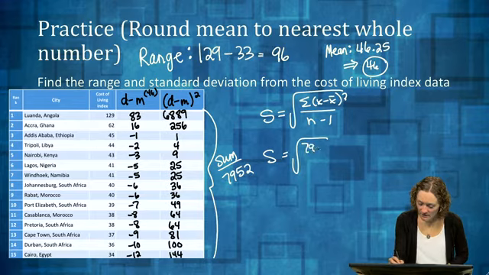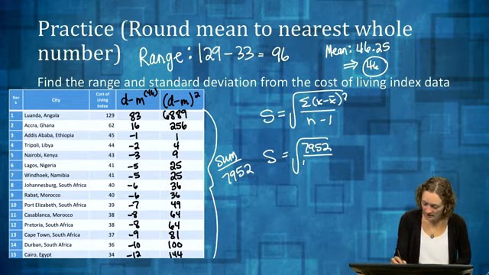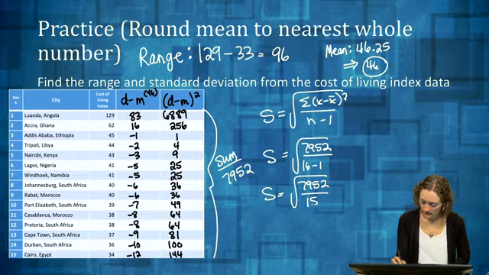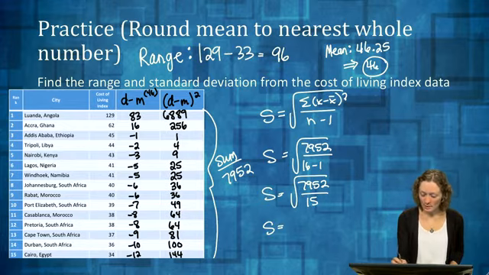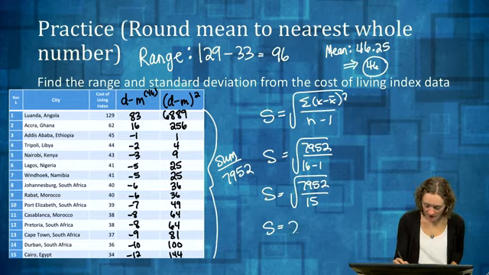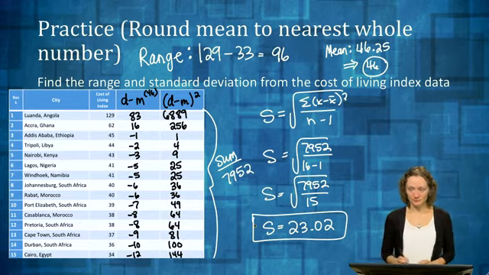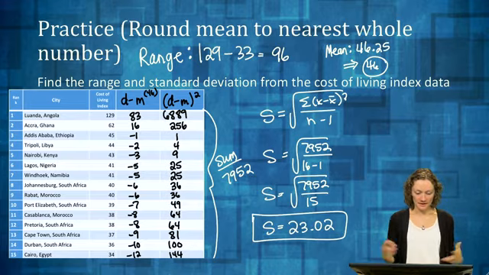So 7,952 divided by, how many data points do we have? 16. 16 minus 1. Divide by 15. Doesn't look like we get a clean number. So when we type this radical into the calculator, we get 23.02. That's where it'll round to. So again, this number gives you an idea of what the spread of the data is.